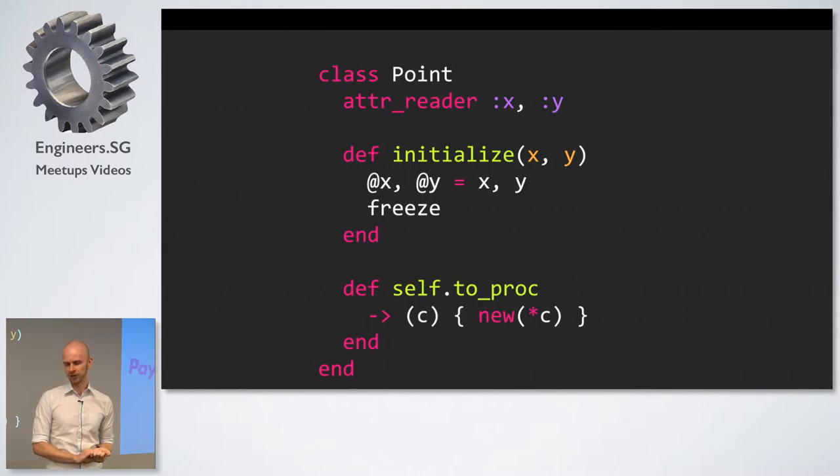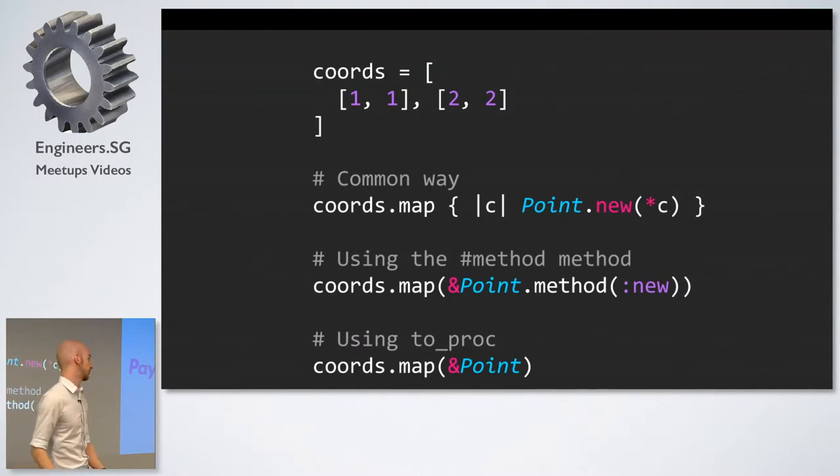If you are familiar with JavaScript, this is similar to a function returning another function. In this case, the function returned just takes some arguments and instantiates a new point with those arguments. And this proc will actually keep its scope wherever it goes. So new will always refer to Point's new. And that could theoretically allow you to take some coordinates, raw data that might come from an API or wherever, and instantiate Point objects using a slightly shorter notation.